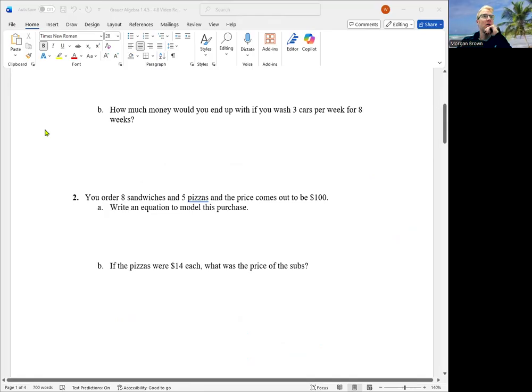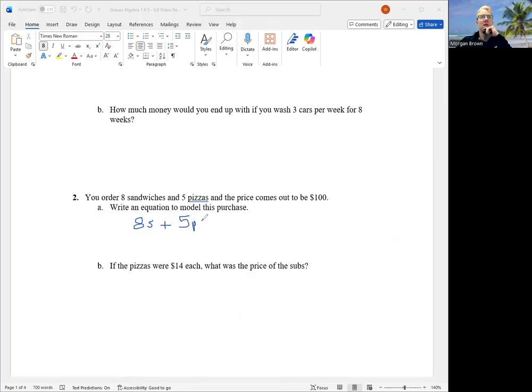So we got new prices compared to the example we've done previously. So here we go. You order 8 sandwiches, so it's going to be 8S. We'll use S for sandwich plus 5 pizzas, and that's going to cost us exactly $100. What about our variables? Well, S and P are going to stand for something.